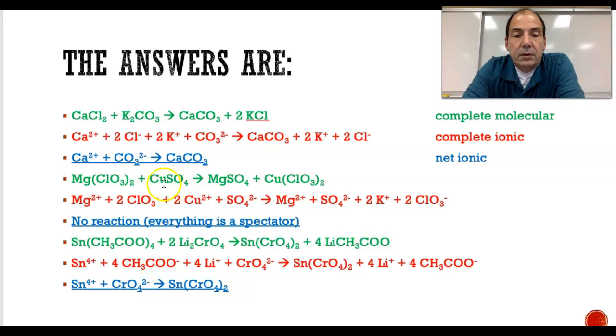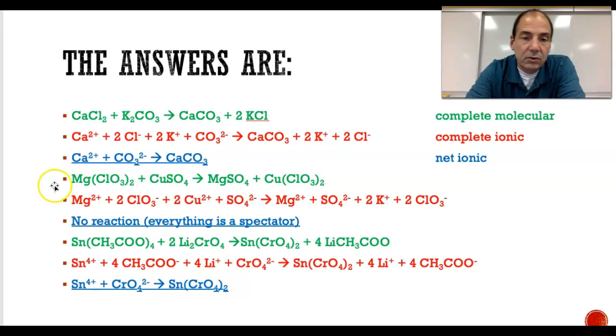Magnesium chlorate plus copper 2 sulfate. So we swap around. We're going to get magnesium sulfate and copper 2 chlorate. Magnesium chlorate. Chlorates are always soluble. That dissociates. Sulfates are usually soluble. That dissociates. Magnesium sulfate. That's a sulfate. Usually dissociates. Copper 2, and here we have a chlorate again, that dissociates.